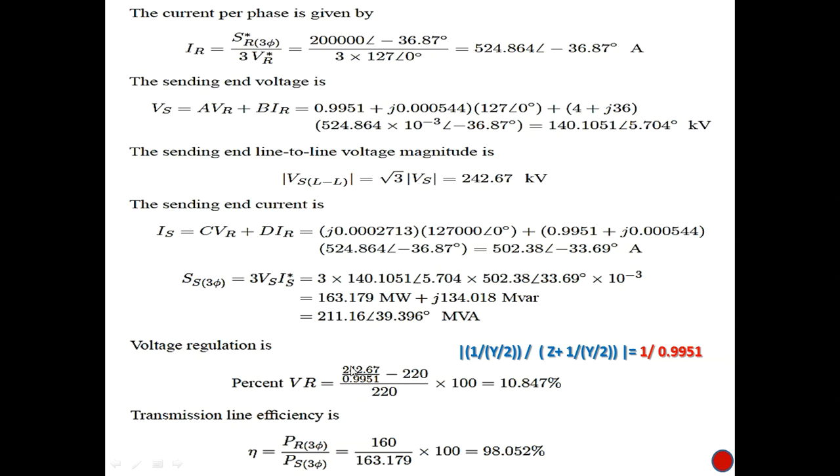For the voltage regulation, here we use the voltage at the receiving end at no load using the voltage divider law that we have explained in the previous part, and it is equal to 10.84%. The transmission line efficiency is found to be the three-phase power at the receiving end, 160, divided by the three-phase power at the sending end, 163, and it is equal to 98.052%. So this is an example about calculating the performance of a medium line.